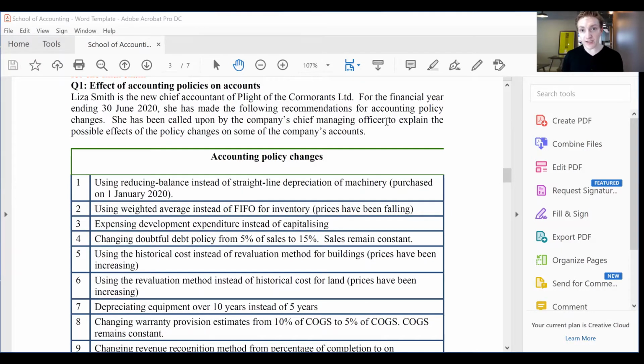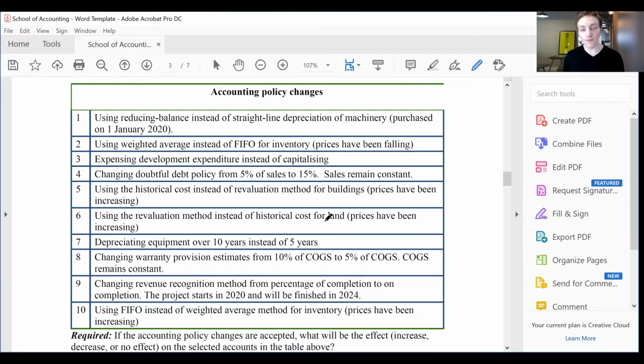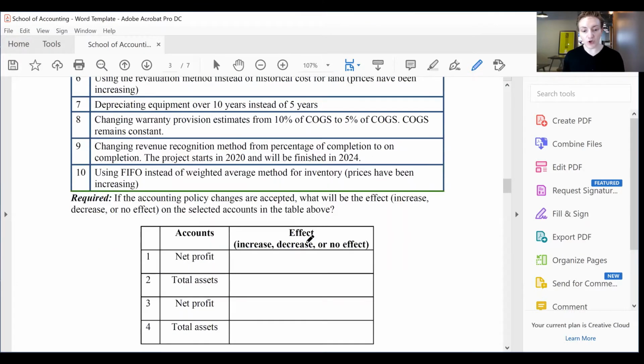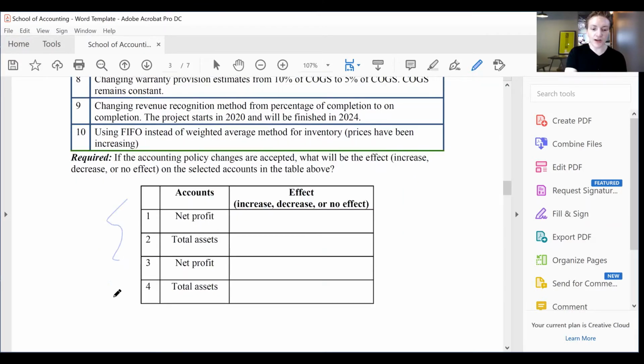So the first question we need to deal with is you're basically given a situation where there's this one accountant who is basically given various situations that might arise. So the chief accountant of this company has made several proposals about what could be done in terms of accounting policies. The company's chief managing officer wants the implications of those policies to be explained. Here there are several policies. So we have 10 policies overall, and you're being asked to explain the impact of these policies on various accounts, so net profit, total assets, etc. So let's go through what the implication of these might be.